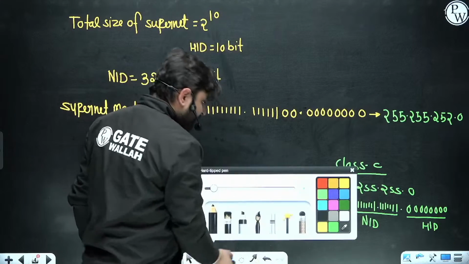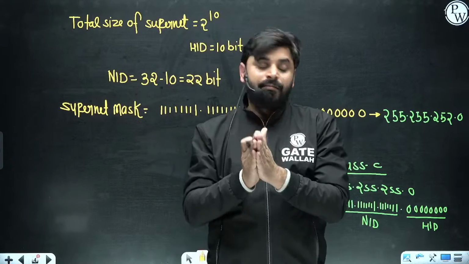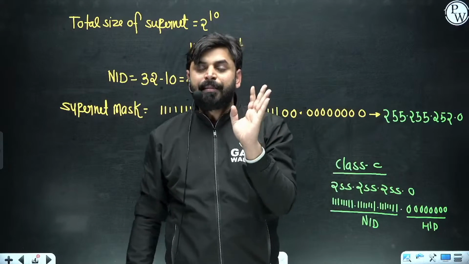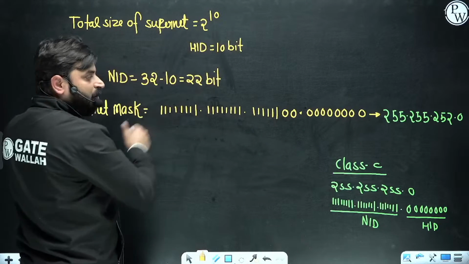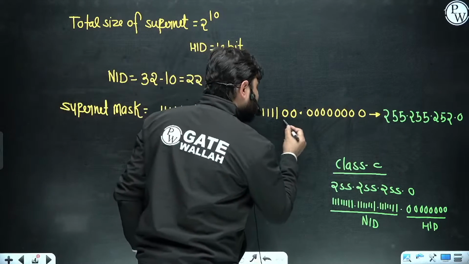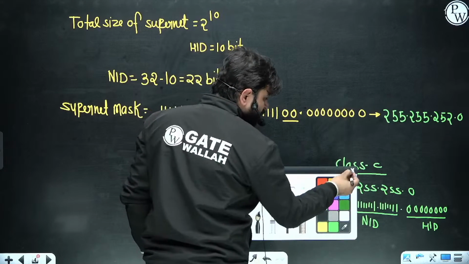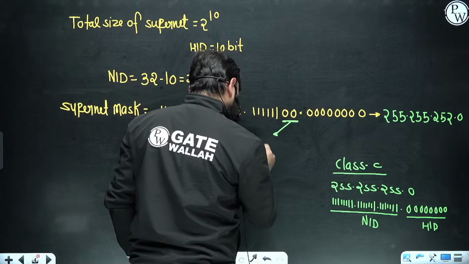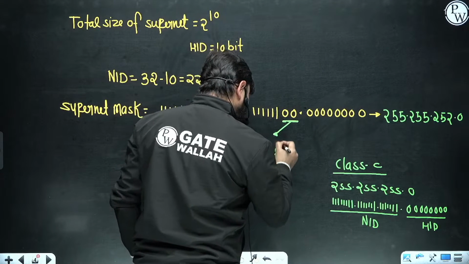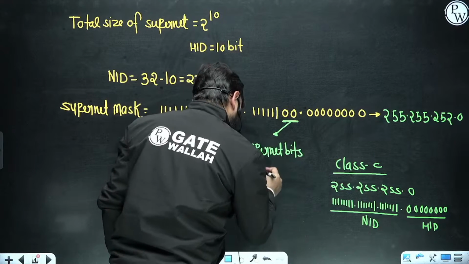So in class C, how many ones must the subnet mask have? 24 ones minimum. Here, how many ones do we have? 22 ones. So it means these two bits we have borrowed, and these two bits are nothing but supernet bits. Supernet bits equal to 2.